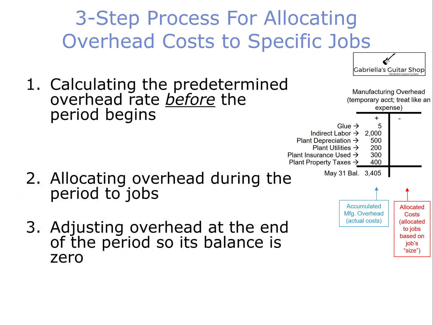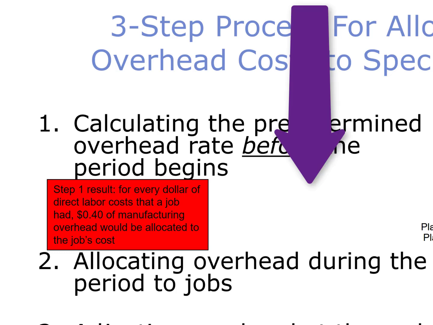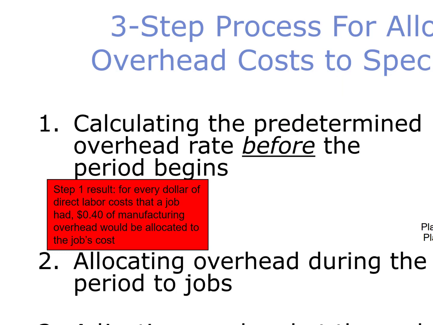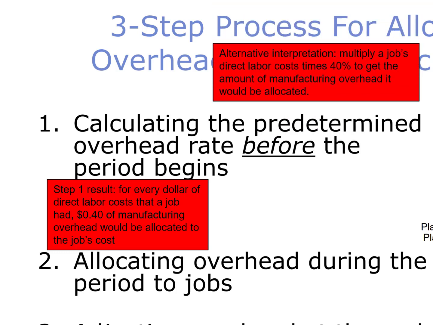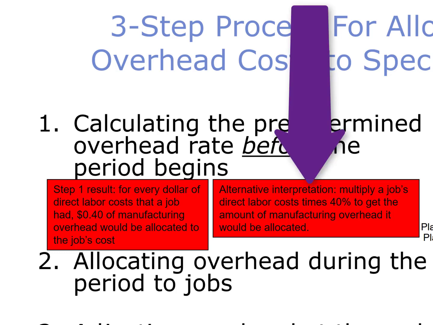So the result of step one for Gabriella's guitar shop, which was 0.40, means that for every dollar of direct labor costs that a job had, 40 cents of manufacturing overhead would be allocated to the job's cost. Alternatively, instead of interpreting the 0.40 as 40 cents, you could interpret it as 40%. This would mean you would need to multiply the job's direct labor cost times 40% to get the amount of manufacturing overhead it would be allocated.